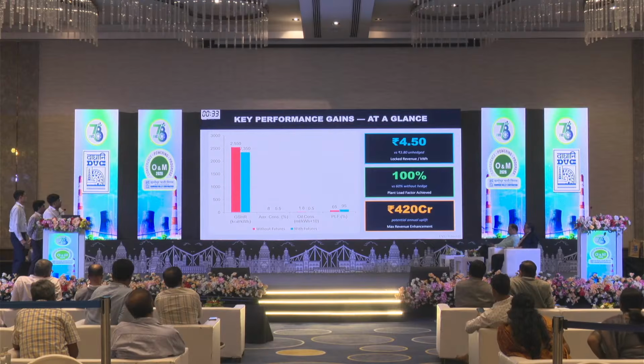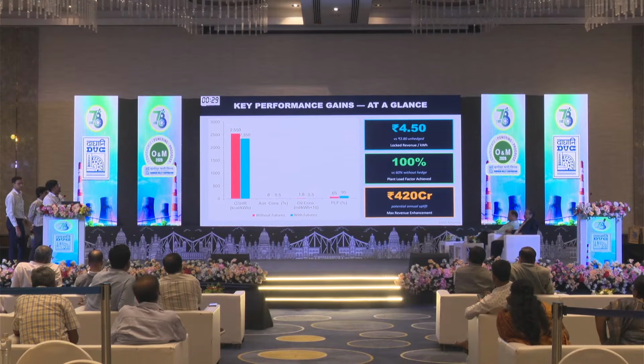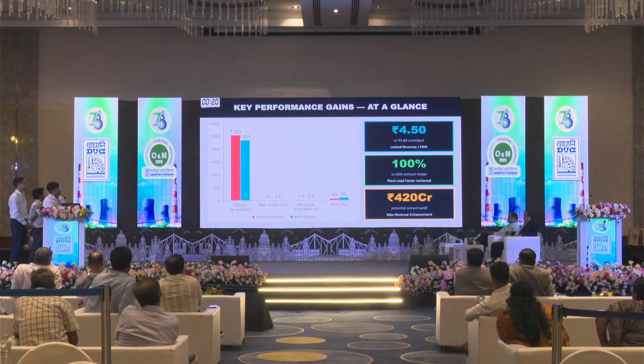And not only that, in the present scenario the marginal cost is around ₹3.80. But if we hedge, it is ₹4.50. Then this 70 paisa upliftment per unit will ultimately be reflected in ₹420 crores on an annual basis.